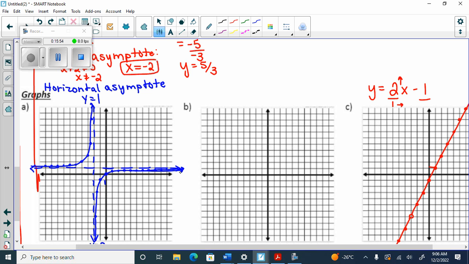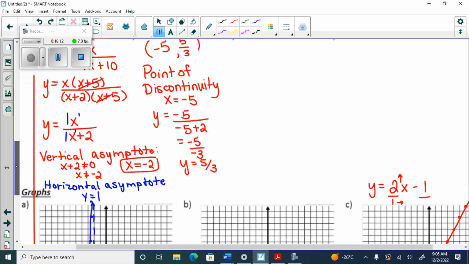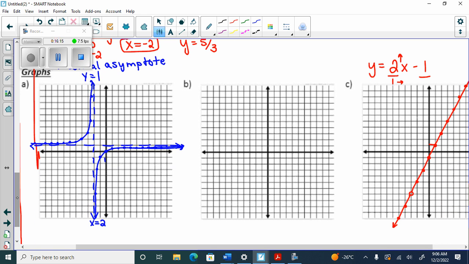So sometimes what I'll tell you to do, instead of actually sketching the graph right off the bat, is sketch the vertical asymptote, sketch the horizontal asymptote, and immediately put a point of discontinuity in there. Because what's the biggest error? People forgetting to go back and put that point of discontinuity in. So the point of discontinuity we found was at -5 and 5/3. 1, 2, 3, 4, 5. See? And then you do this. Oh, goodness.